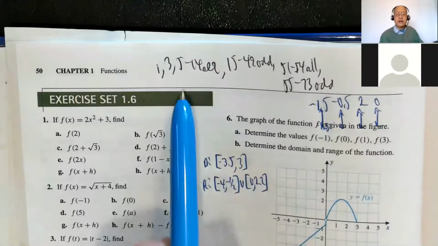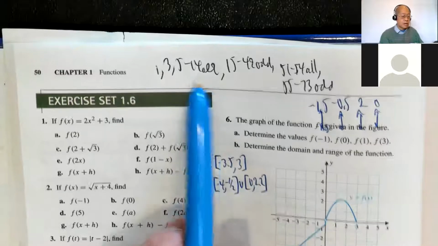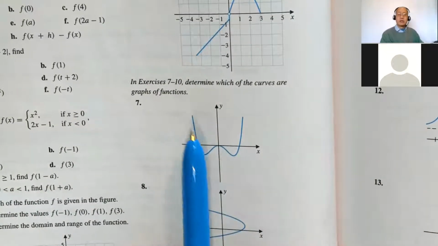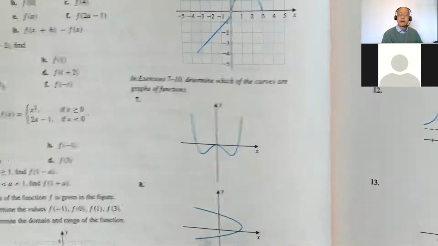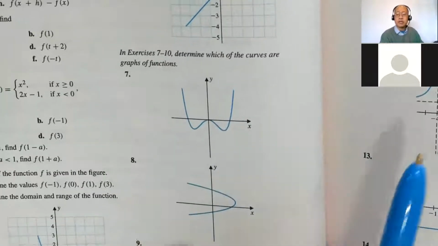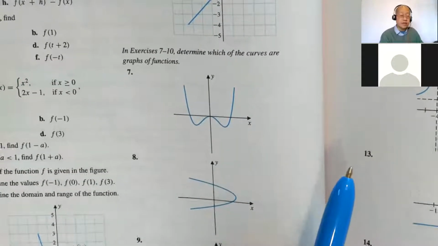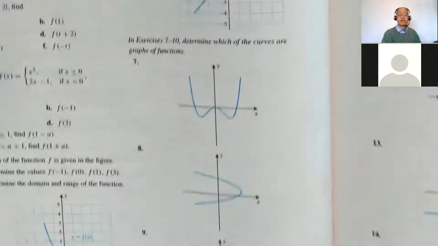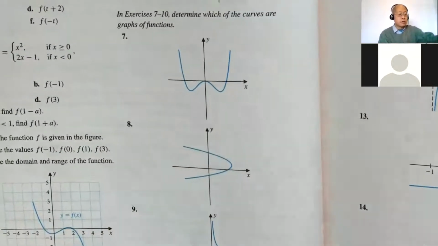Okay, let me quickly knock off the 5 to 14 all. So that means I'll show you the evens, right? It's just, is it a function or is it not a function? So we're just looking for the vertical line test, right? If you can draw a vertical line which touches 2 points, it is not a function. If it's not possible to draw a vertical line which touches 2 points, it is a function. Okay, so number 8.